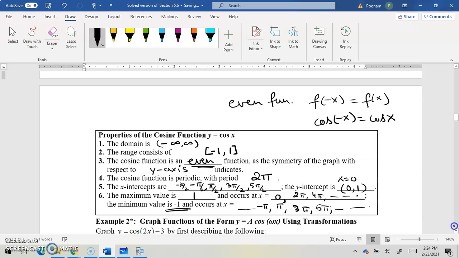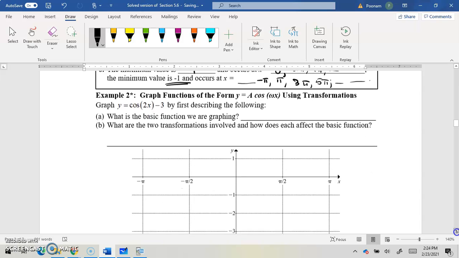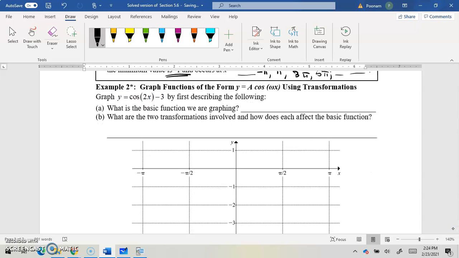All odd multiples of pi. The function value is negative 1. Now we learned what the cos function basically looks like, and how we can use that to plot different cosine functions.